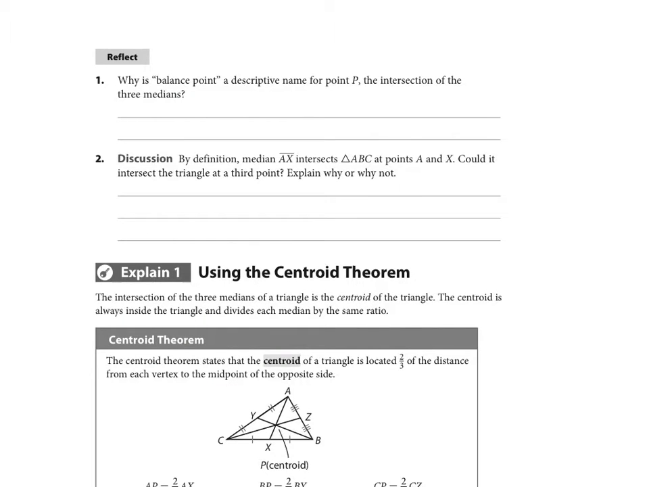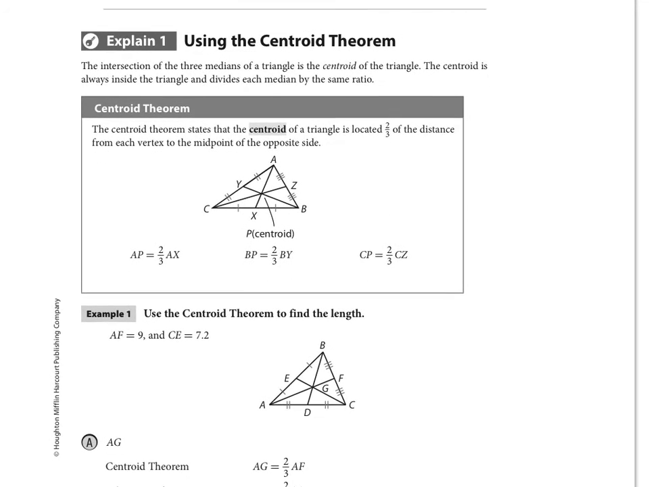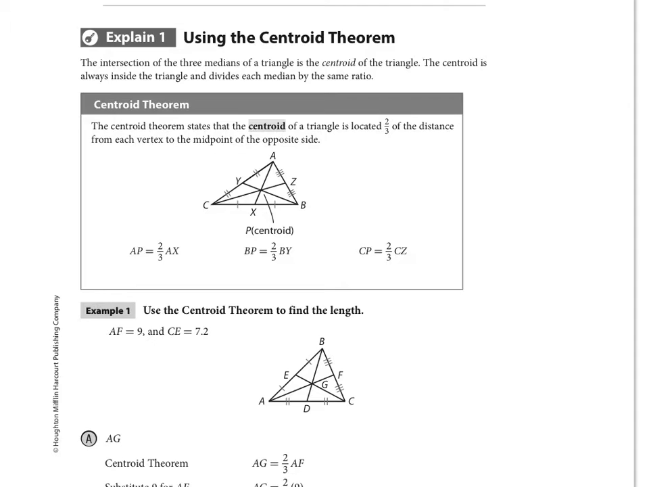And I'm skipping ahead here to page 383, where we're talking about the Centroid Theorem. Now, the Centroid Theorem says that the centroid, or the intersection of the three medians of a triangle, is located at 2/3 of the distance from each vertex to the midpoint of the opposite side.